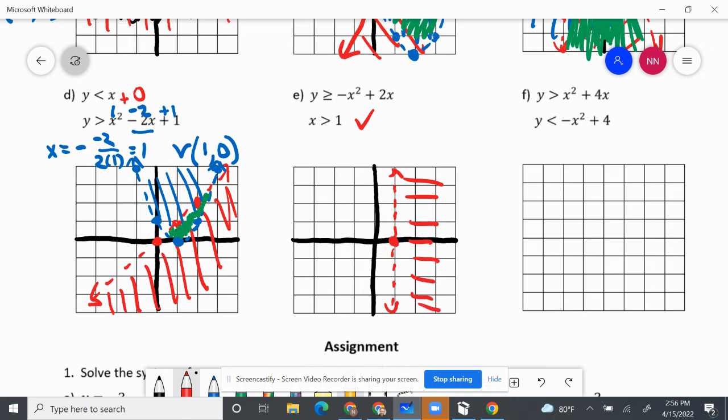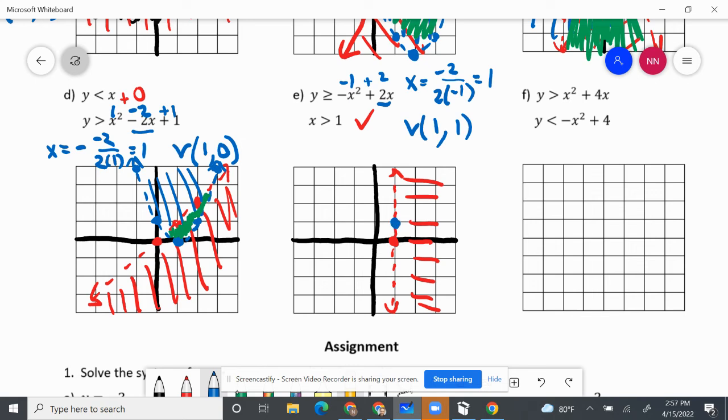And then for the second one, I see that it's a quadratic. I see that my b value is 2. So x equals negative 2 over, and then it's 2 times negative 1. And negative is a positive. So that would be a positive 1. And then the vertex would be 1 comma, 1 squared is 1, so that's negative 1. And I plug in a 1, that would be a 2. So 1, 2.